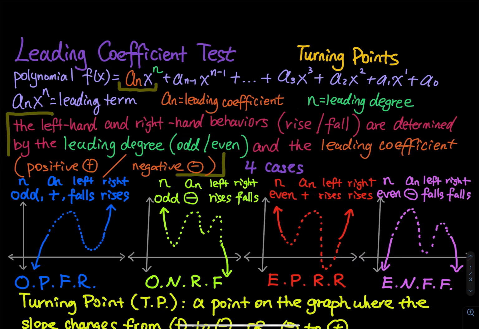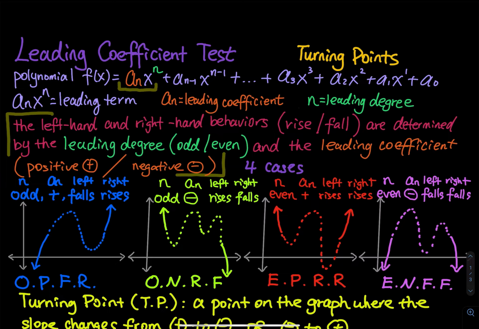The blue case is when the leading degree is odd and the leading coefficient a_n is positive. The graph falls to the left and rises to the right. So let's check out this graph. Falls to the left and rises to the right. What about the dot dot dot in the middle? We do not know what is in the middle because the leading coefficient test helps you to determine the left and right hand behavior only. We cannot determine what is in the middle.